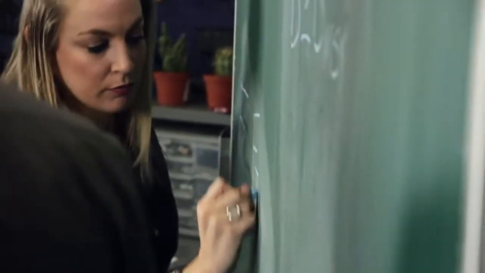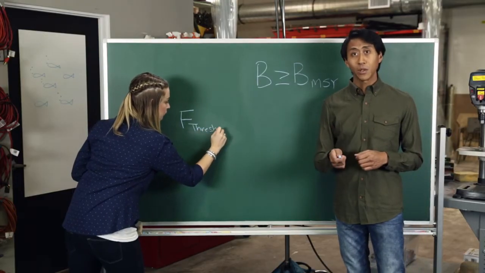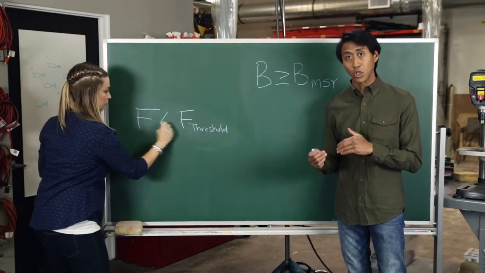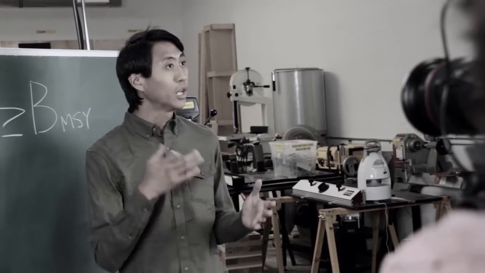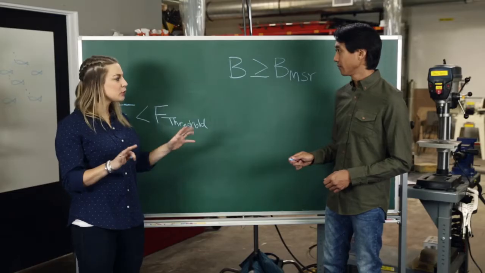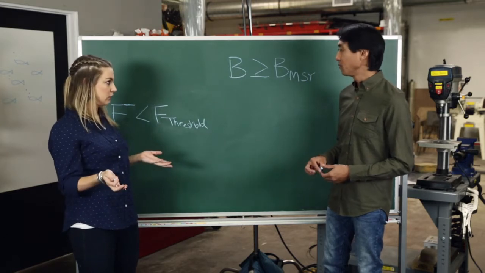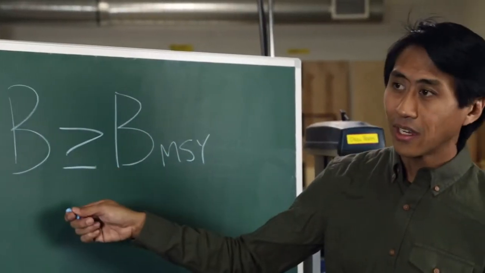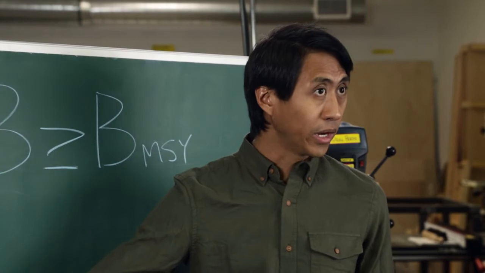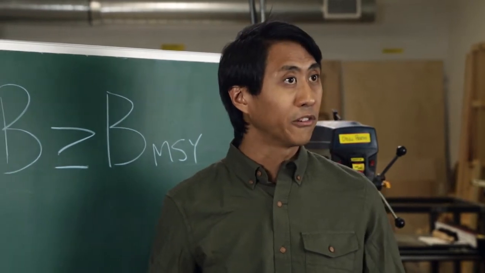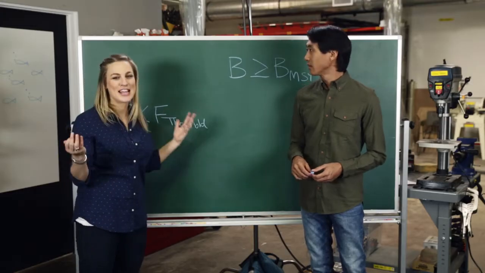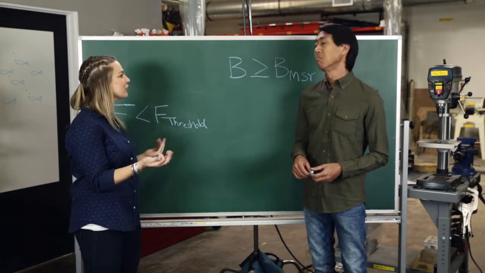Now, there's a threshold for F, and we label that F sub-threshold. In this case, we want the fishing mortality rate to be less than the fishing threshold, so that there are more fish being brought into the population than dying each year. Okay, so if we stay between these two constraints, we should be good, right? Right. If the biomass is high enough and the fishing mortality is low enough, then the stock is not being overfished. Robert, let's just make a table, because these two conditions can get a little confusing, yeah?